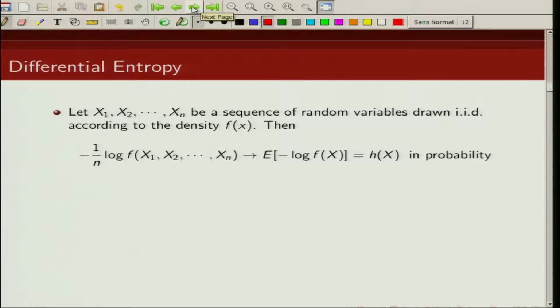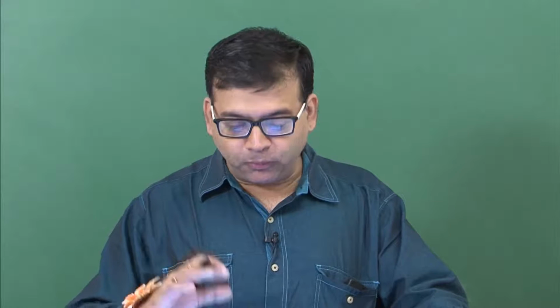Now if x1, x2, x3, ..., xn is a sequence of random variables drawn i.i.d. according to the distribution f(x), then minus 1 by n log of f(x1, x2, ..., xn) converges to the differential entropy in probability. The proof of this is very similar to the proof that we did in the discrete case. This follows from the weak law of large numbers.